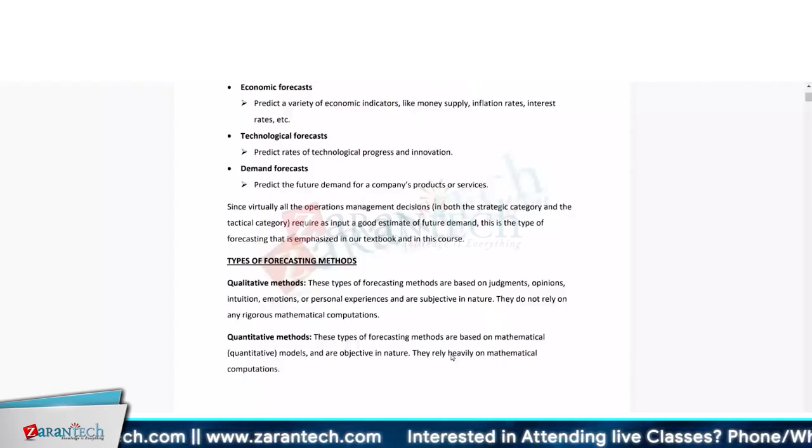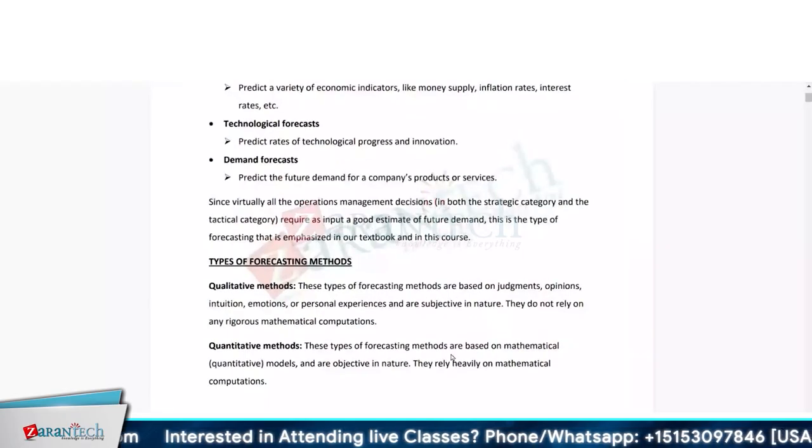So basically, in a broader nutshell, there are two major types of forecasting methods. One is called a qualitative forecast, and another is called a quantitative method. So what do qualitative and quantitative methods mean? In qualitative methods, the forecast is majorly done through a judgment or an opinion or an emotion.